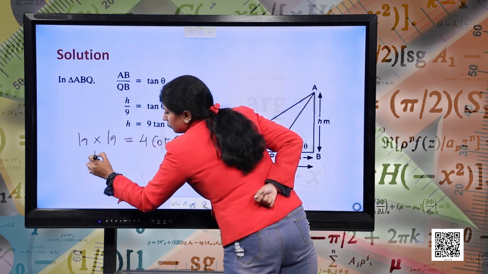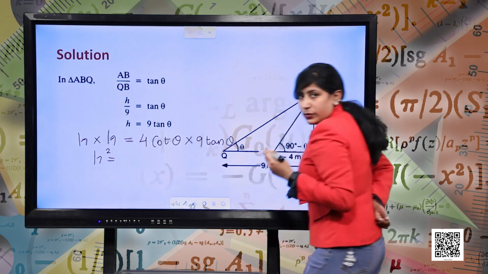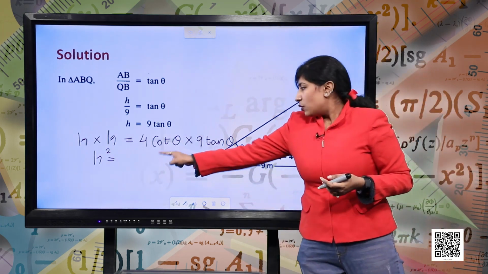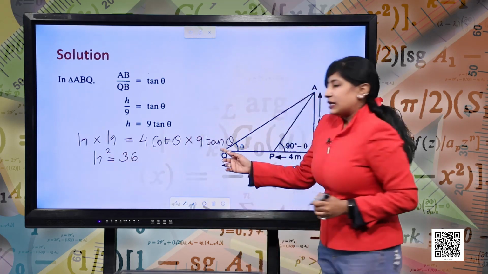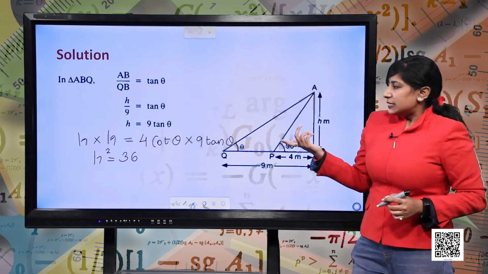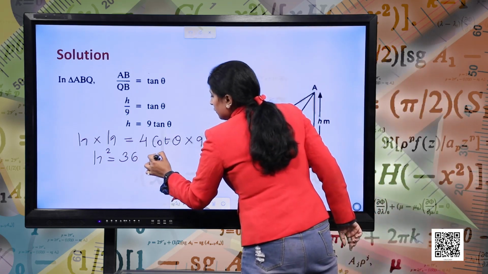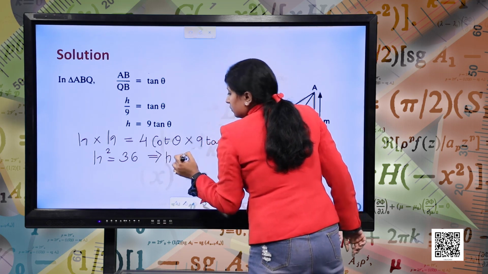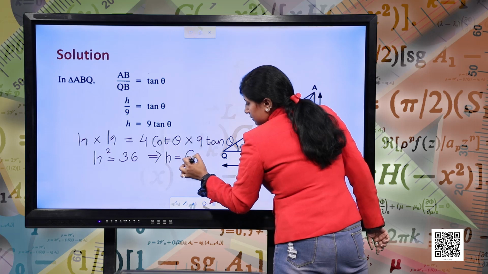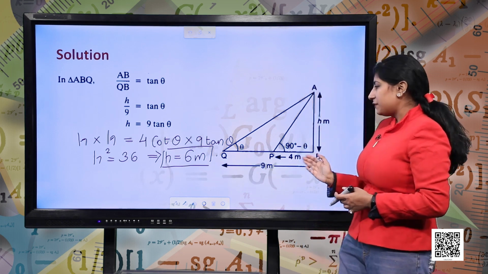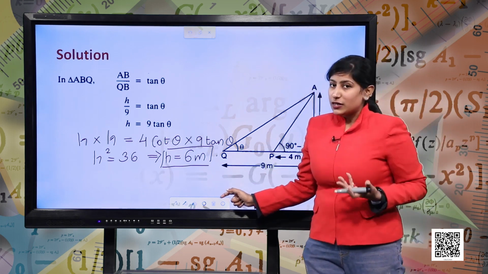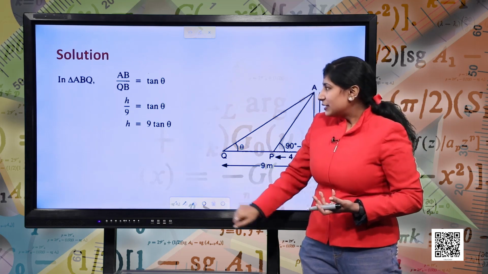So you get h square equal to 4 into 9, that is 36. Then cot theta into tan theta is 1. So h square is 36. So by taking square root, we get h equal to root 36, that is 6 meter. So h is equal to 6 meter. Here we will be ignoring minus 6. Why? Because h is a length and it can't be negative. So that is your answer. We had to find the length of AB, and that is 6 meters. So I hope you understood this question also. Let us move on to the next question.